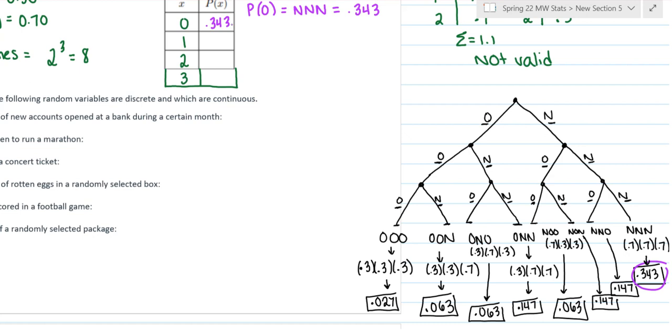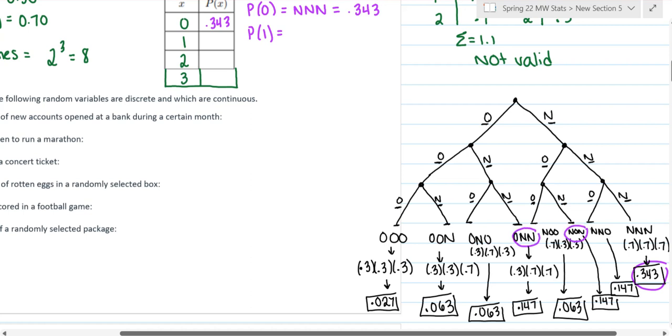They're not going to care what order it is. It's just one person says that they're online. So the probability that one person says they're online could be this one, or this one. Okay, one of them has online. So that would be 0.147 times 3. So if you've already done the tree diagram, you can do it that way. You can add those together.